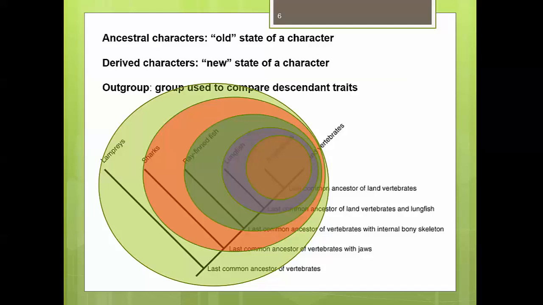So clades can nest within each other. So you could have land animals, which fit into a larger clade, which are gnathostomes, which are organisms with jaws, which fit into a larger clade, which are the vertebrates. And so these kind of mash up with the Linnaean classification system.